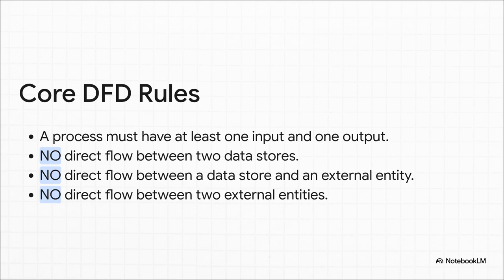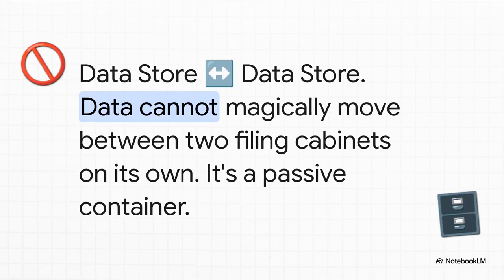But the most important thing here is that passive things can't act on their own. Data stores and external entities, they don't have brains. They can't just decide to talk to each other. A process always has to be the go-between. And here is the single most common mistake people make. They draw an arrow going directly from one data store to another one. I mean, it seems like it should work, but it's a huge no-no.